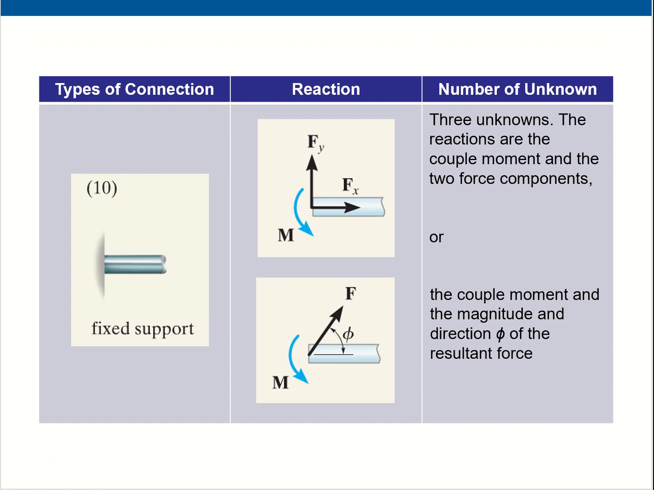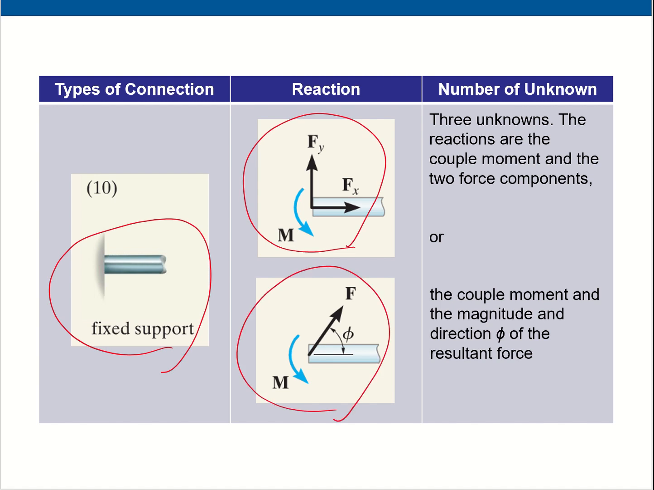Like I said, fixed support is the most restrictive way for the support reactions. Here, three unknowns. Or we have one couple moment, and one resultant force with the directions.